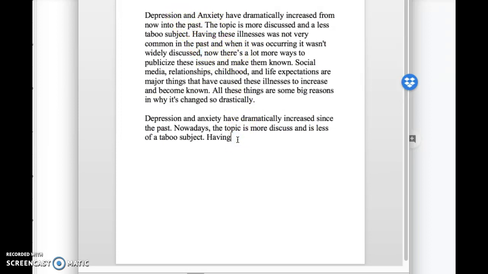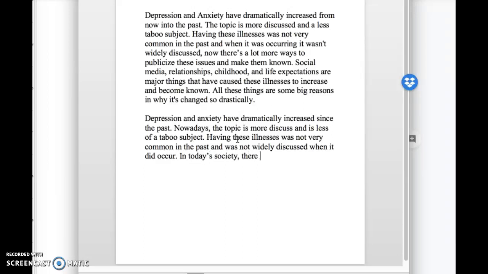So let's retweak this. Having these illnesses was not very common in the past and was not, I'm going to stop, and was not widely discussed when it did occur. So I think that's phrased a little bit better. It's not so bad the first way you have it, but I'm just retweaking it to maybe a little bit more my style. And now then you can say, in today's society, there are a number of ways to publicize these issues and make them more well known.